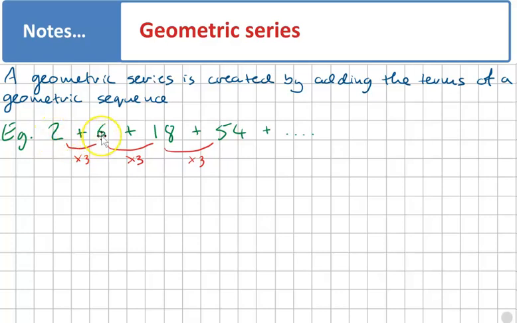So to get from 2 to 6, we're multiplying by 3. From 6 to 18, we're multiplying by 3. And from 18 to 54, we're multiplying by 3. So the common ratio is 3.